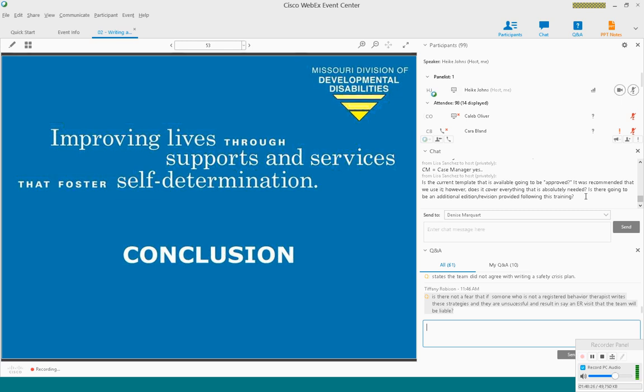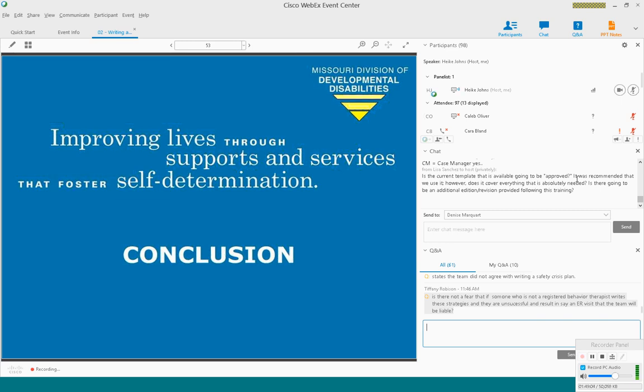So there's a question of, is the current template that is available going to be approved? I'm not sure what approved means. That current template in the directive is an example of one that we highly recommend. It's not going to be approved or disapproved because there's no such process. It's the same thing with an ISP. There's not one official approved necessary template, but it is the one we're recommending, so in that sense it is approved.